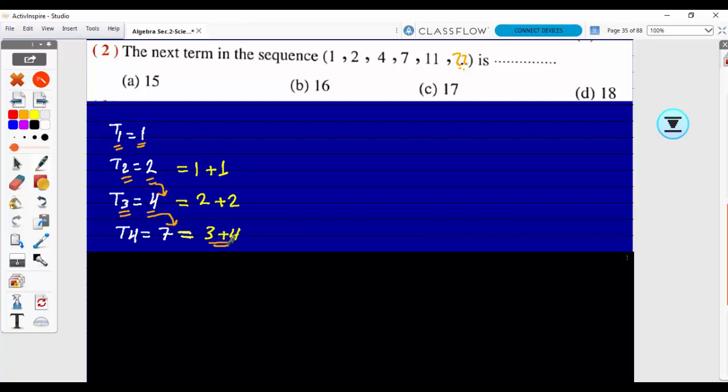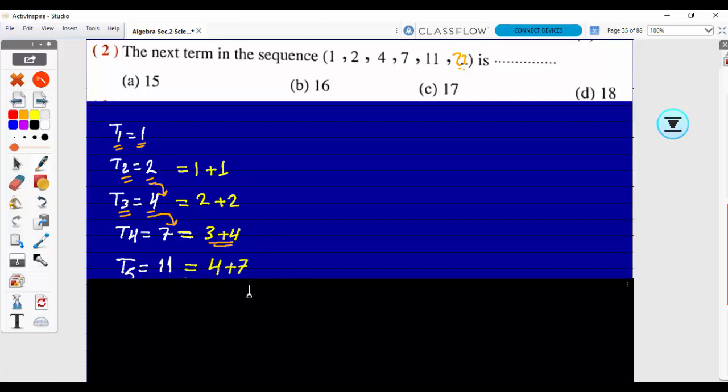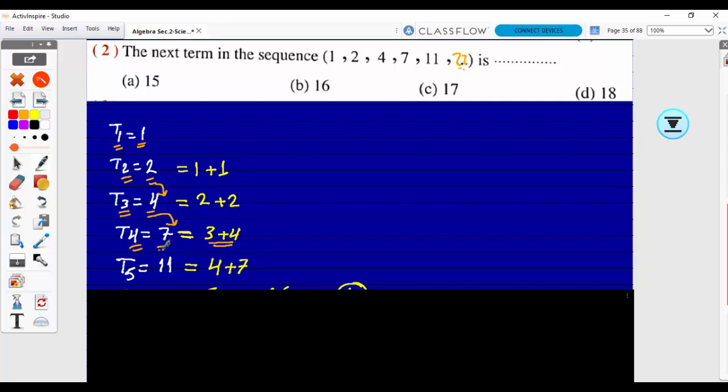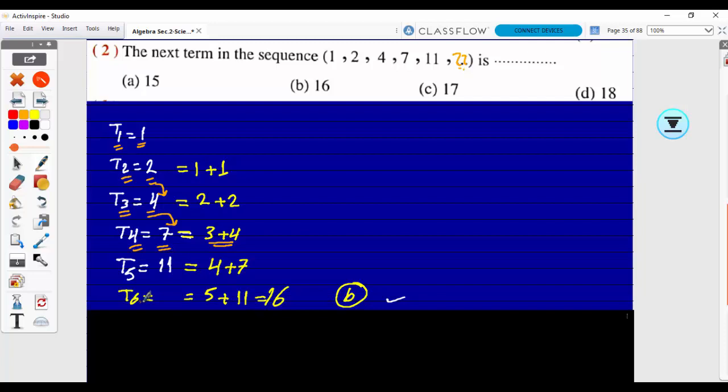I write it here. Okay? And T5, look at the previous term. It is 4 plus 7, 4 plus 7 equals 11. So, what is the value of T6? It is the sum of 5 plus 11. 5 plus 11 equals 16. And the answer will be letter B here.